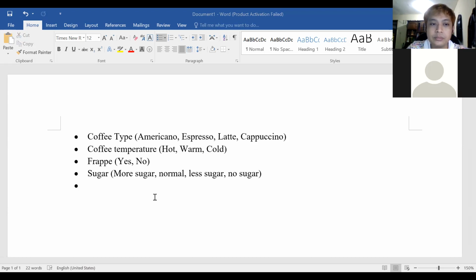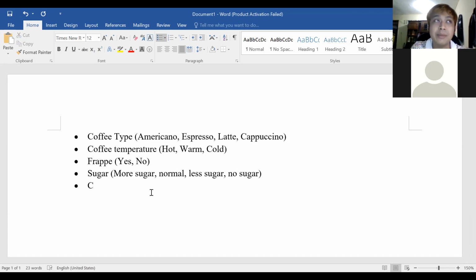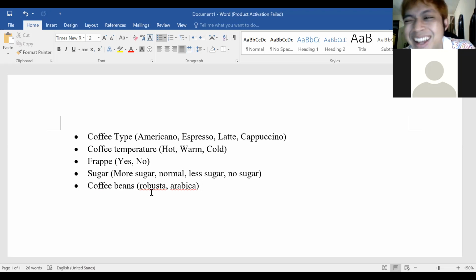What else? The coffee beans, Arabica, Robusta, or Liberica. Okay, Arabica, Robusta, I think those are the two. We will know whether they know Arabica or Robusta, because if the percentage is very low, then perhaps they don't know what is Robusta, what is Arabica. What else? Which one do you like, Robusta or Arabica more?